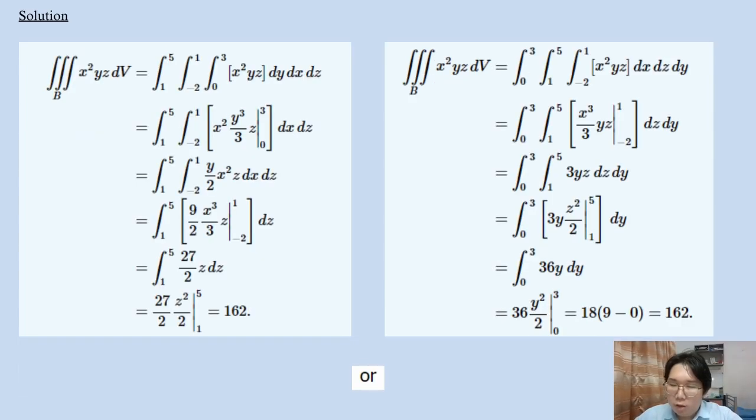For this example, you can solve it starting from dy dx dz or dx dz dy. Although the arrangement of the integration steps is different, you will get the same result of 162, and every upper boundary and lower boundary are shown clearly in the question, so you can just directly do the process of integration.